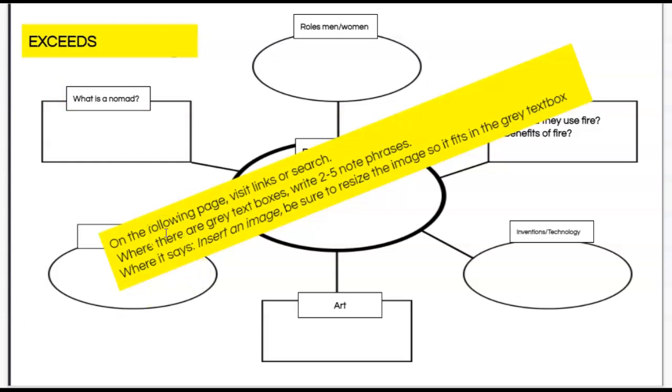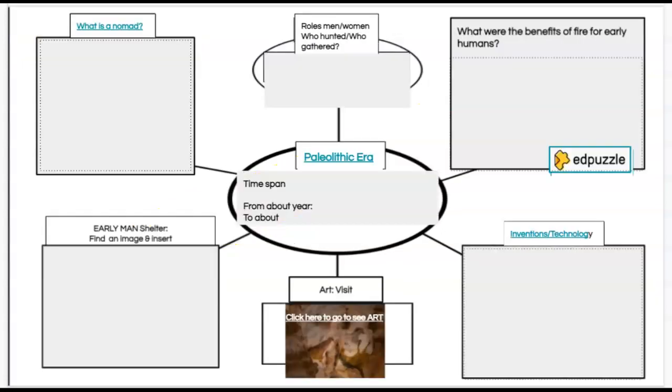So it says on the following page, should have been slide, visit links or search. Where there are gray text boxes, you're going to write 2 to 5 notes in phrases. And where it says insert an image, you will insert an image, but be sure to resize it so that the image fits in the gray box. So let's go take a look at that.